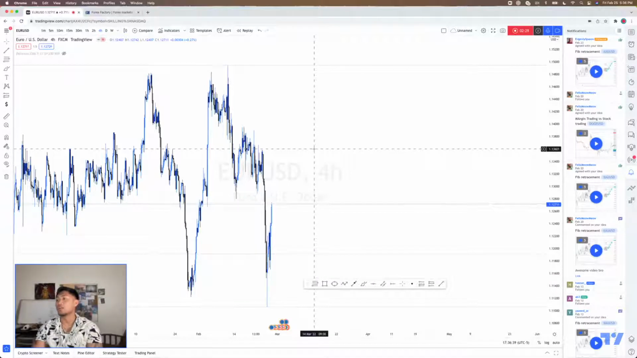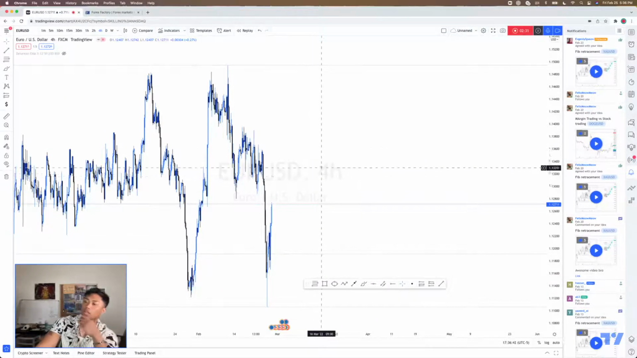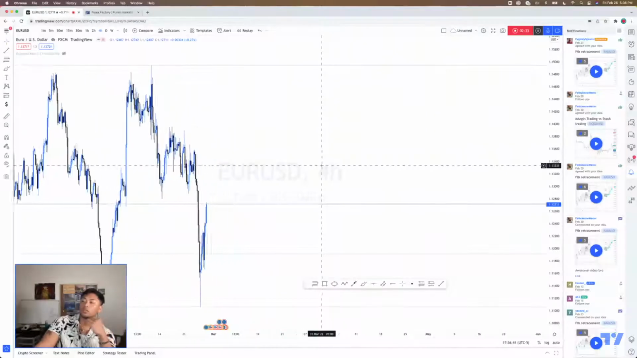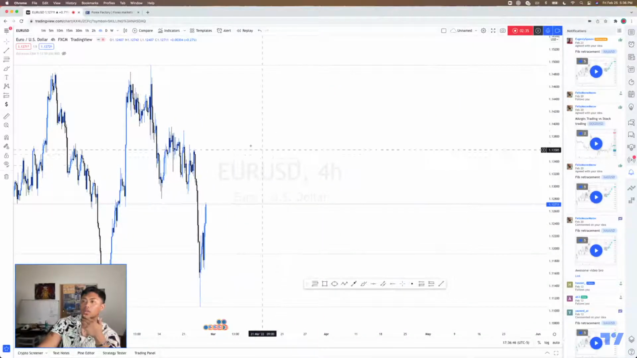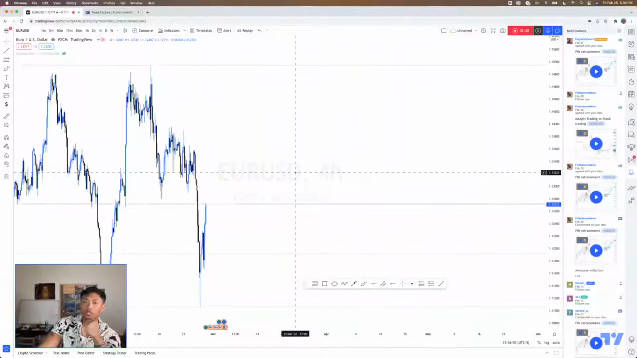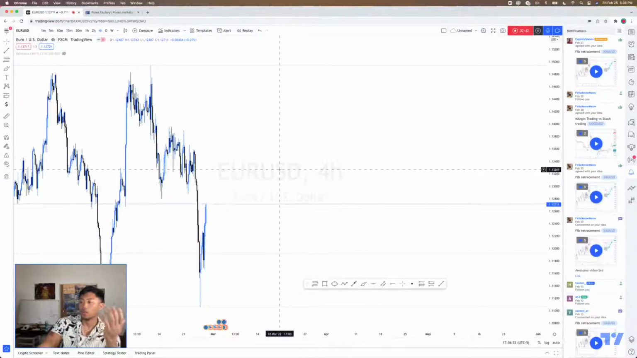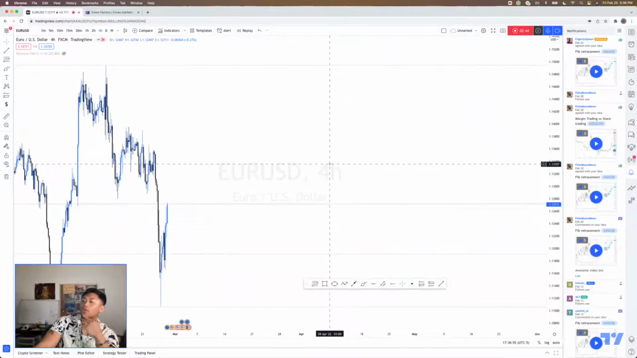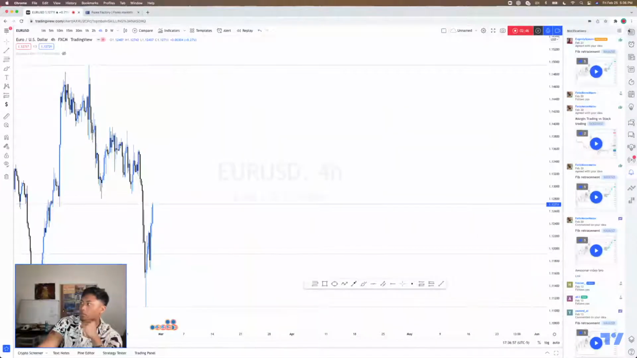With that being said, let's say you're new in here and you don't understand the concept of seeing pairs. Like this one. Right now, I'm on Euro USD, so that's literally Euro USD, and we're on a 4-hour time frame. Let me go ahead and close this out.